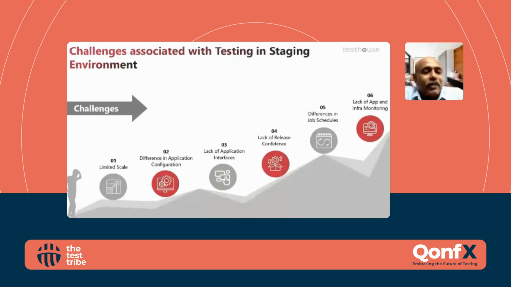You may not have the same queue size when you compare a staging and a production environment. So you can actually see application level configuration differences between a staging environment and a production environment. Some of the results that you might see from your application behavior might also have some level of dependency on these application configurations. There are chances that you may not have all the required application interfaces in place.